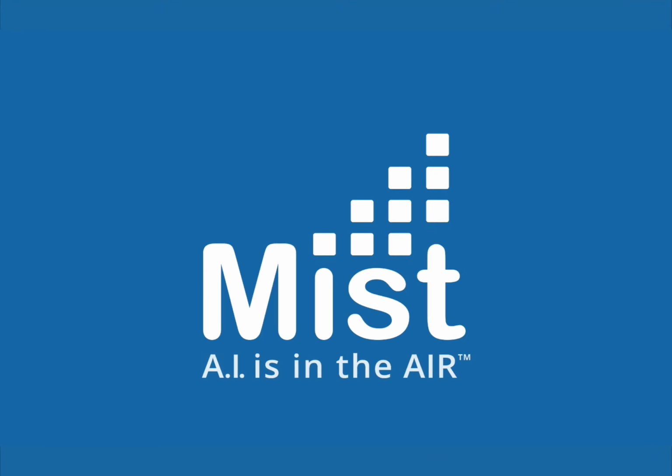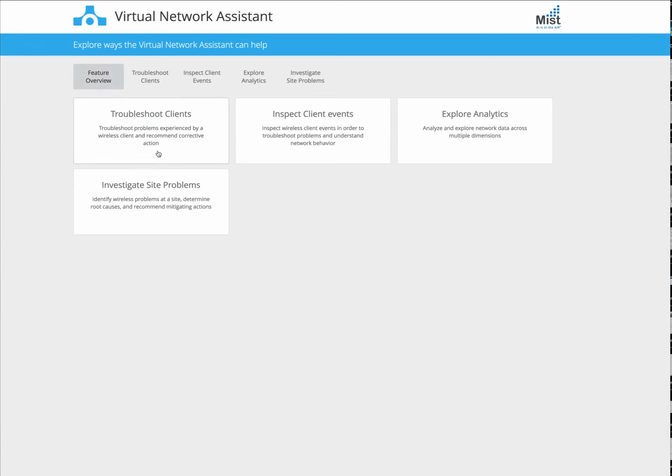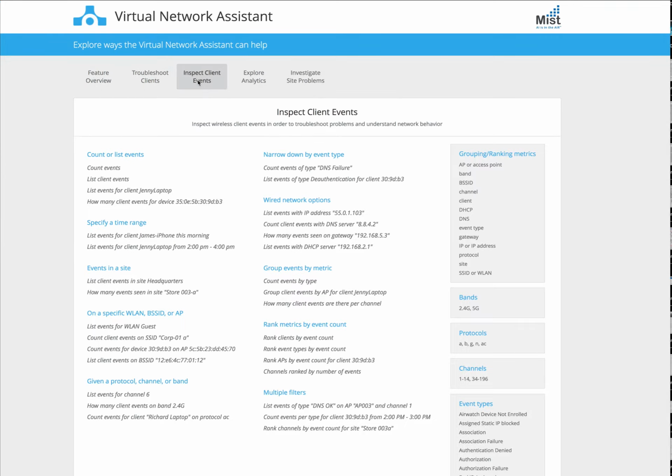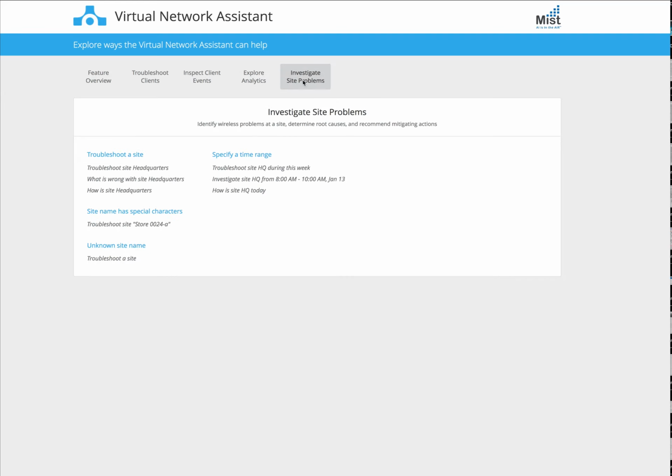Mist, AI is in the air. Interacting with natural language processing, let's see what's available. Overview: we can troubleshoot clients, inspect client events, explore analytics, and investigate site problems.